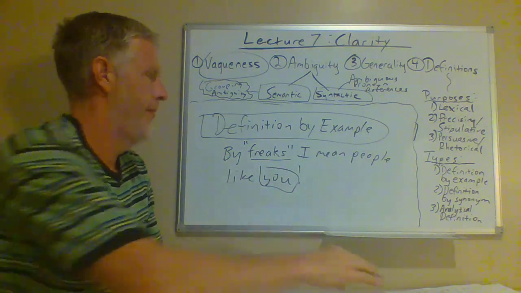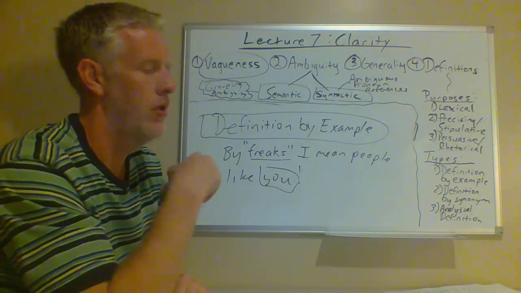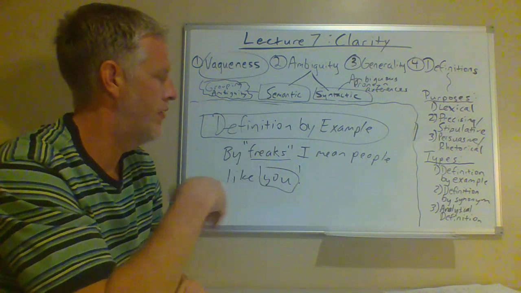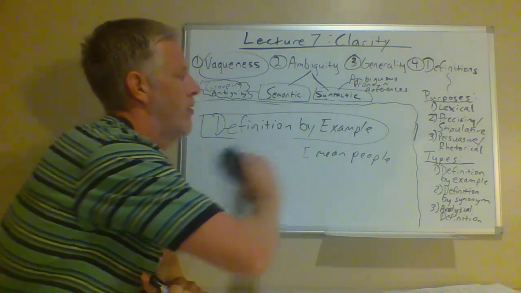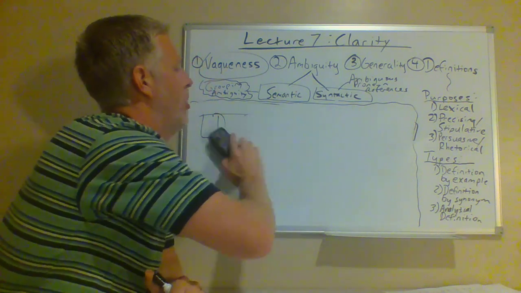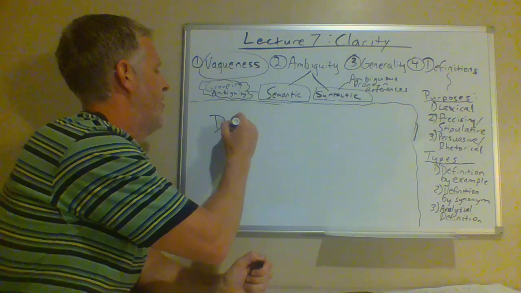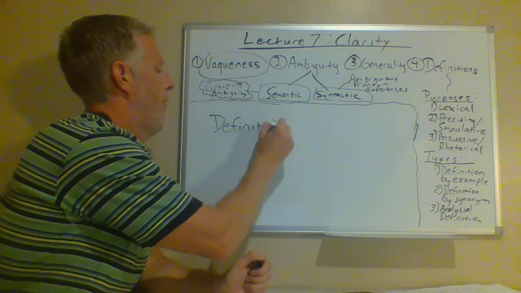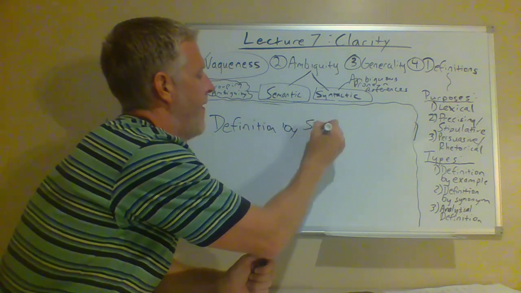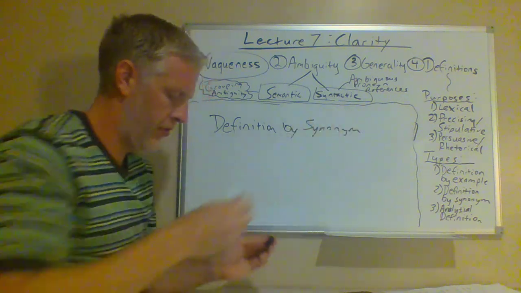Okay, so here we're defining freaks, or a freak, by giving an example, namely you. So that's the first way we can give a definition, just through offering an example of what we mean by the term or concept. Alternatively, we can offer what's known as a definition by synonym.